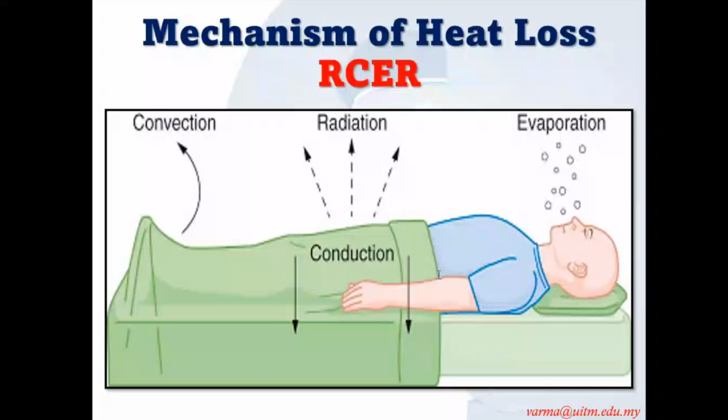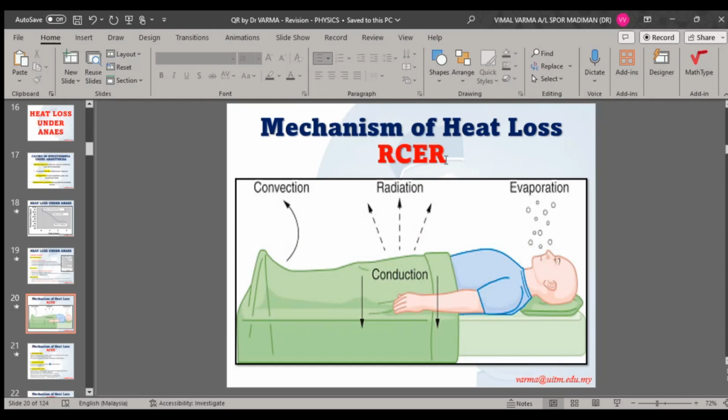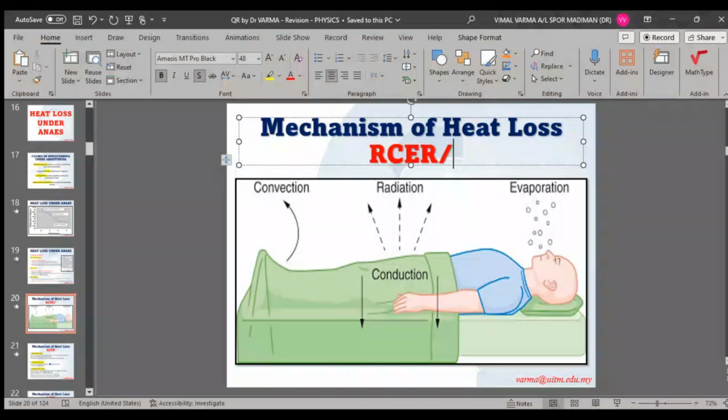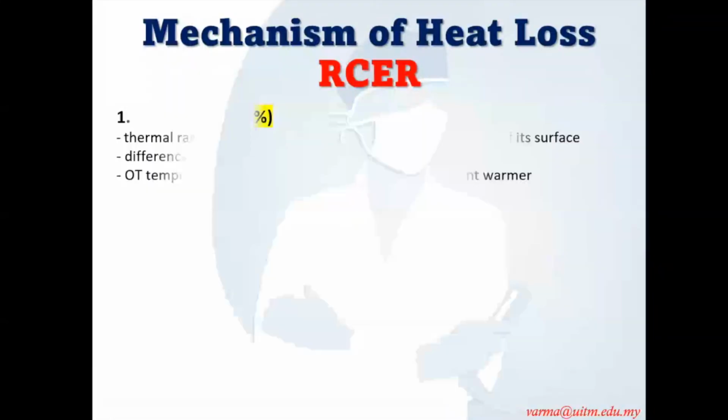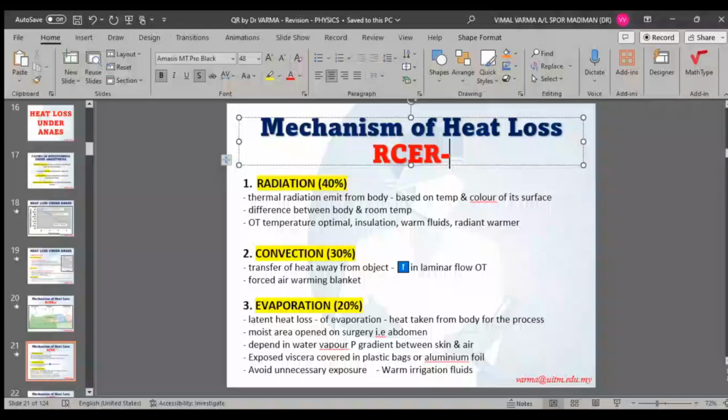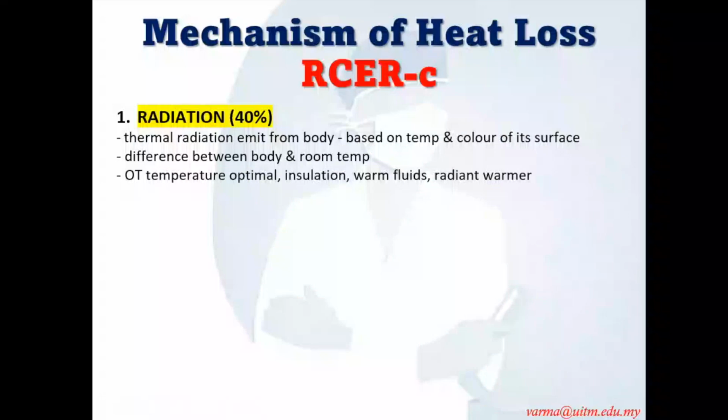First, we talk about radiation. Radiation is the number 1 major factor where your heat loss is occurring. Radiation accounts for 40%. So what is radiation? It is thermal radiation emitted from the body based on temperature and the color of its surface. It depends on the difference between your body temperature and your room temperature. Obviously, your OT temperature is much colder than your core temperature. So the heat is lost from your, sorry, where's this picture?